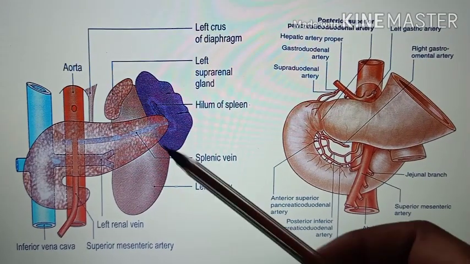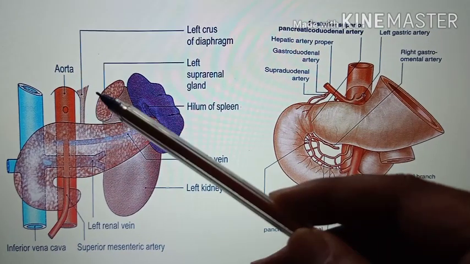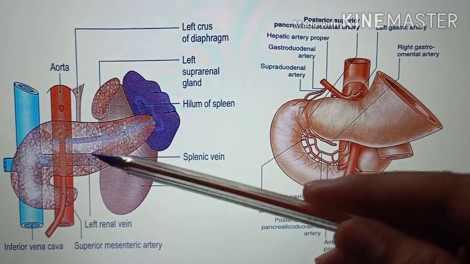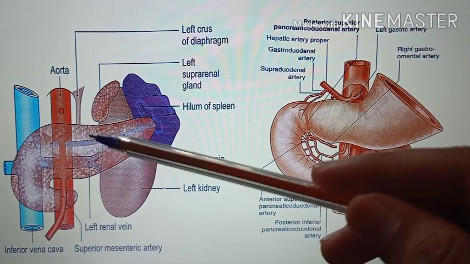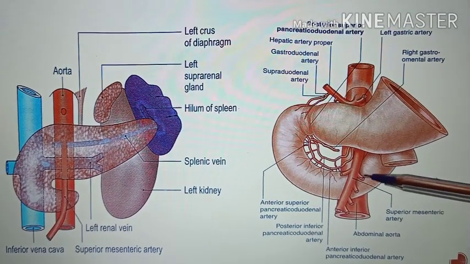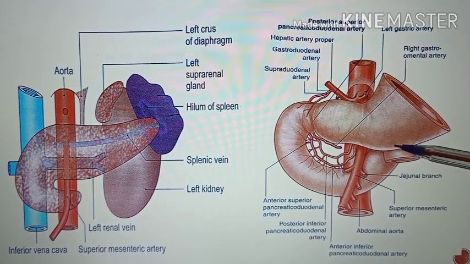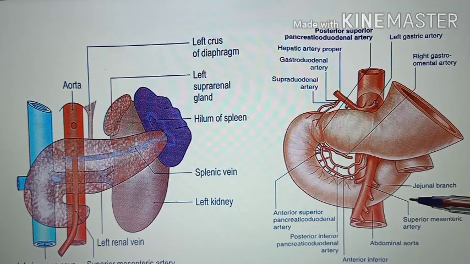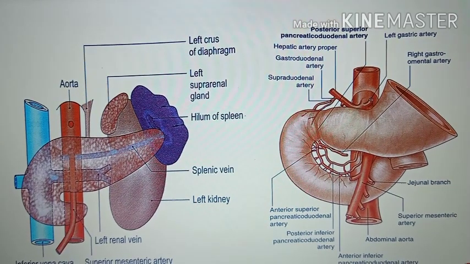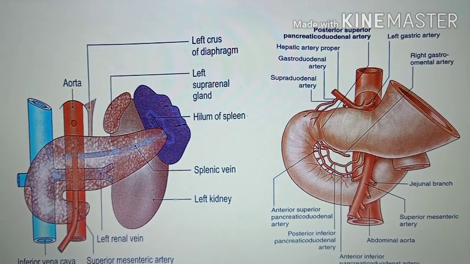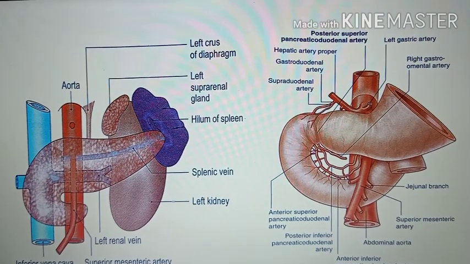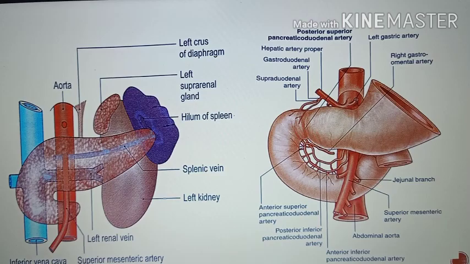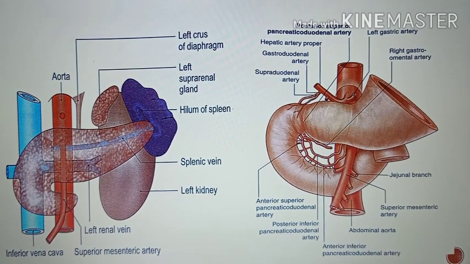Now coming to the relations in the left side, you are having the left crus of the diaphragm, then you are having the pancreas, then the fourth part of duodenum or else the duodenojejunal flexure. Then you are having the left sympathetic trunk, left celiac ganglion. Then also you will be having inferior mesenteric artery with its ascending and descending branches.